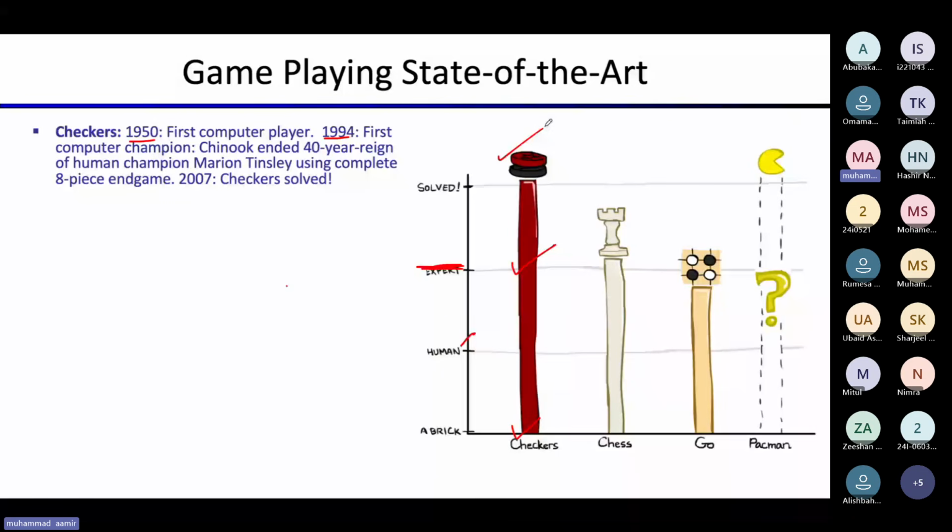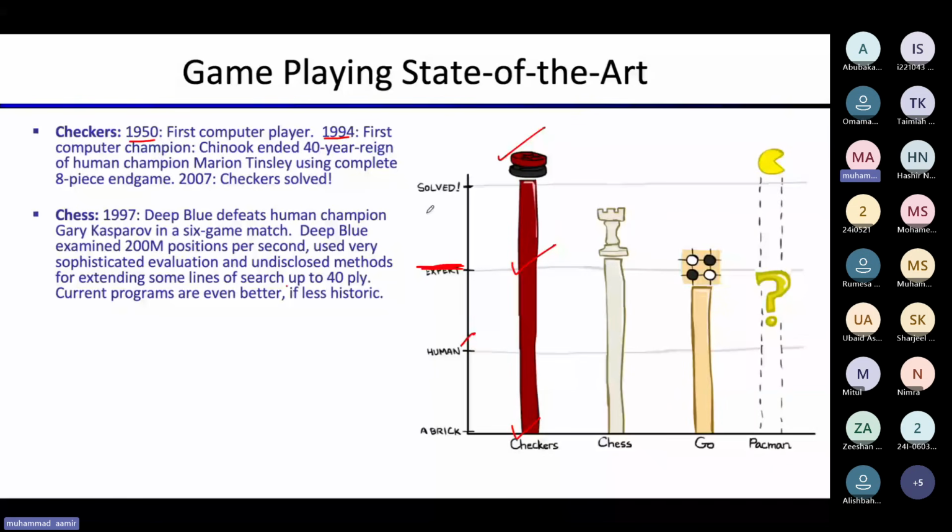Means the complete game tree, all the possible moves of this game, was programmed into the computer expert system. It can see all the possible moves and select the best possible move. Next is the chess game in 1997. There was the Deep Blue algorithm, which actually defeated the human champion.